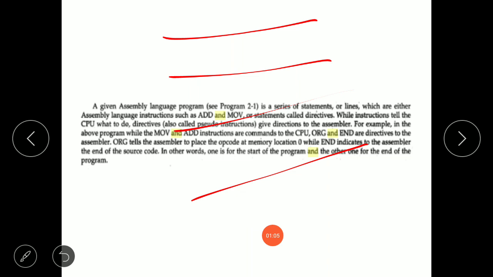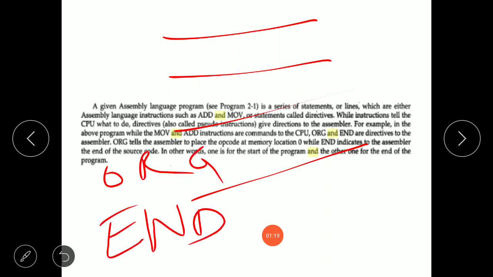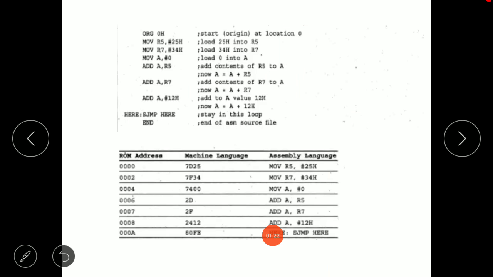Whereas directives are those statements that tell the assembler what it is supposed to do. A few examples of directives are ORG and END. As you can see in this program, ORG and END are the directives, whereas the rest are instructions. So instructions are for the microcontroller to tell it what it needs to do, whereas directives are for the assembler. These directives tell the assembler what it is supposed to do.